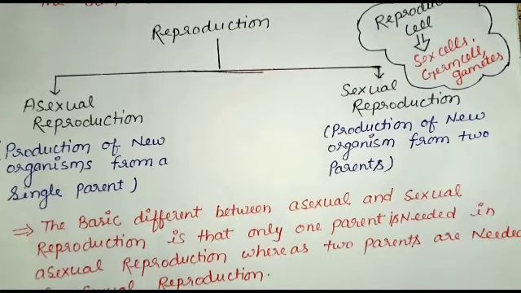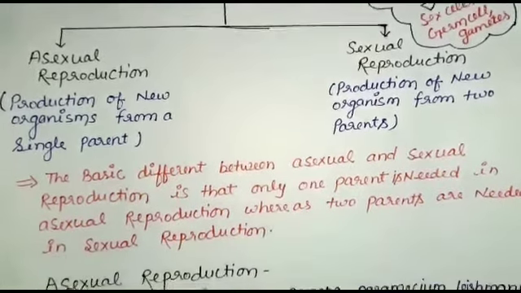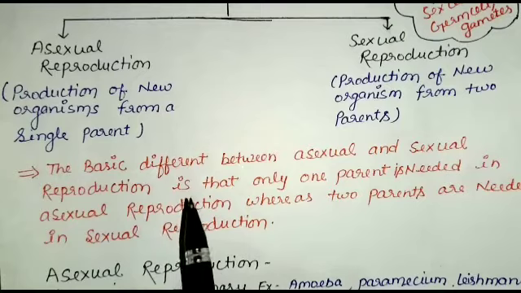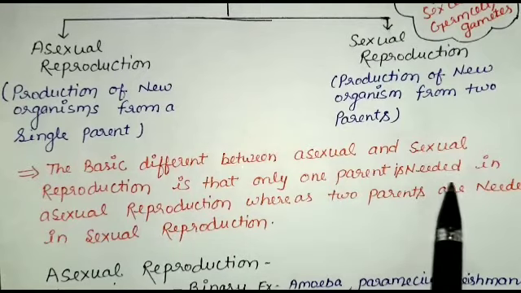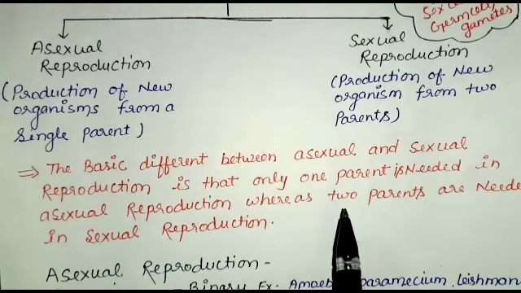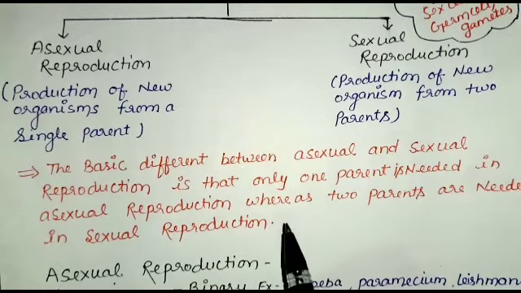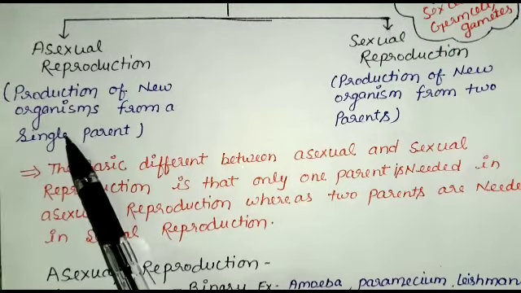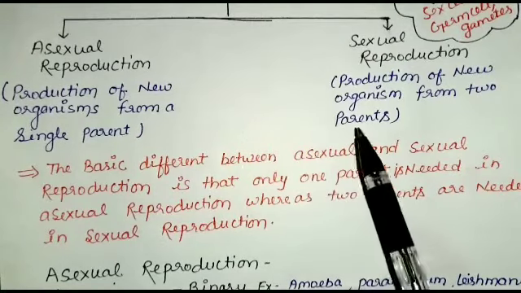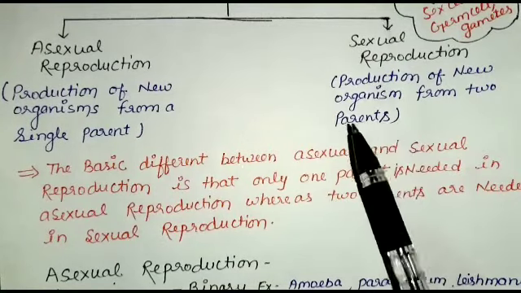The basic difference between asexual and sexual reproduction is that only one parent is needed in asexual reproduction, whereas two parents are needed in sexual reproduction. Another difference is that no sex cells such as gametes are involved in asexual reproduction, but sex cells such as gametes take part in sexual reproduction.